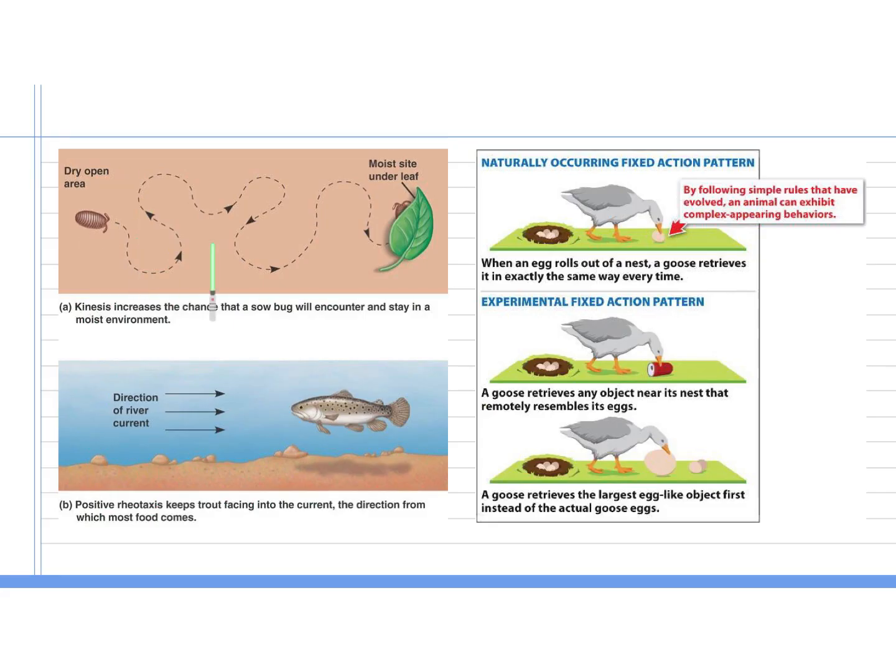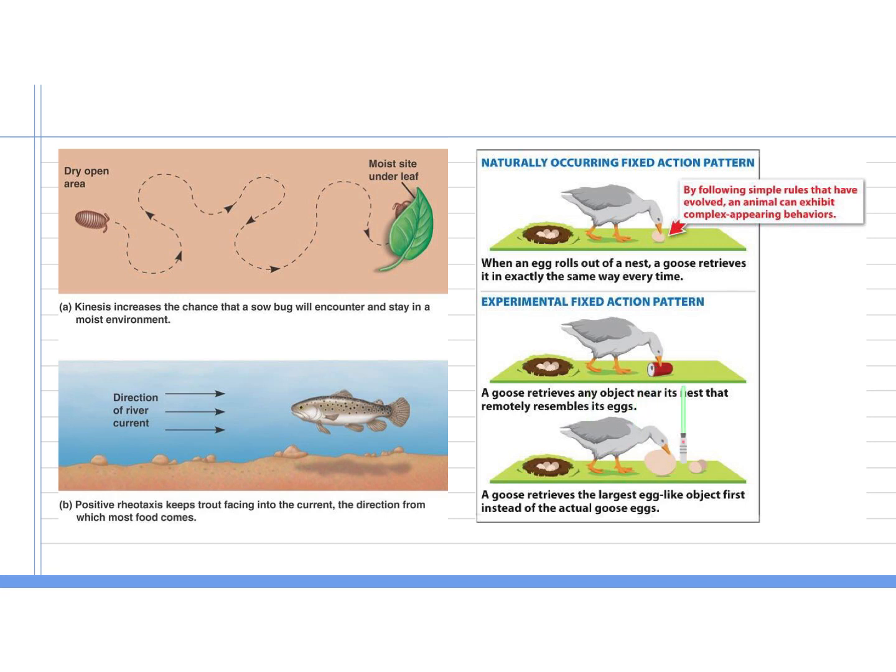And here's a couple examples of all these types of movements. Here we have kinesis. This bug's actually going to go a little bit quicker in order to get under some shade and a moist leaf. It's going to run quicker. This is showing taxis, where this fish is actually going to be facing the current. That's where the food's going to come from.